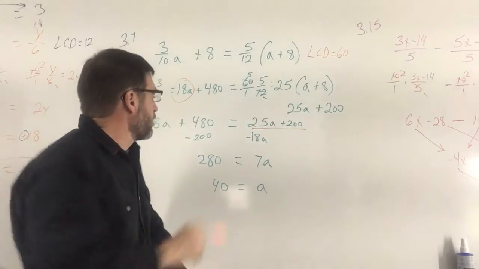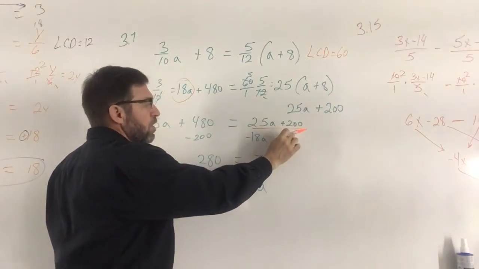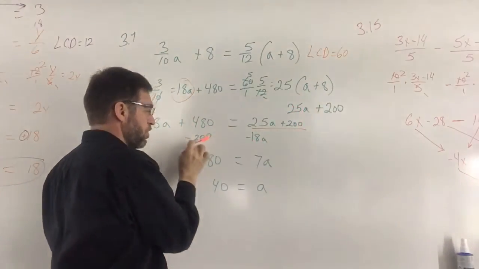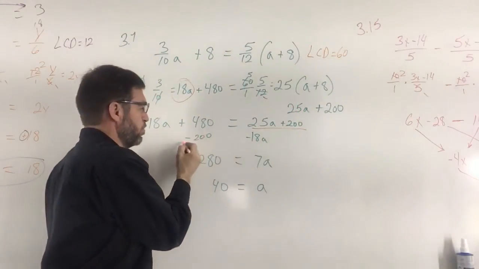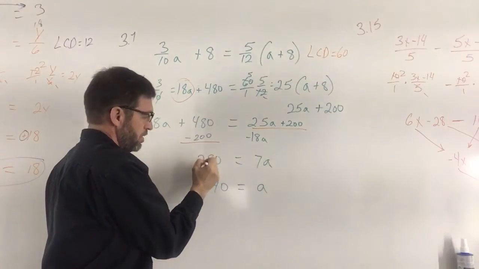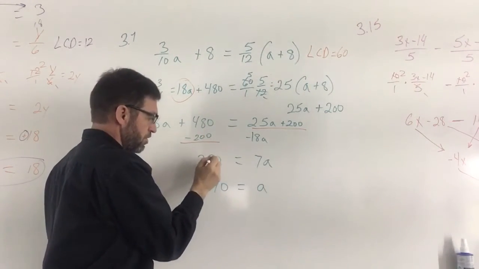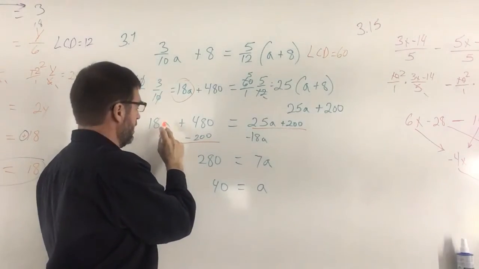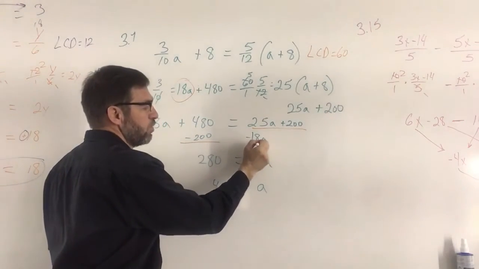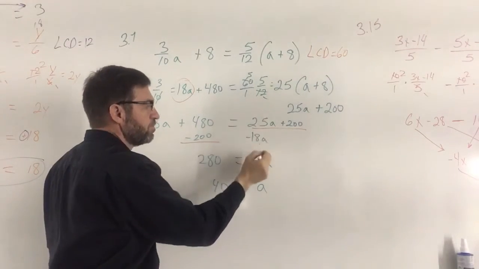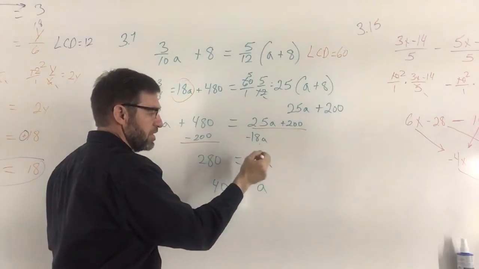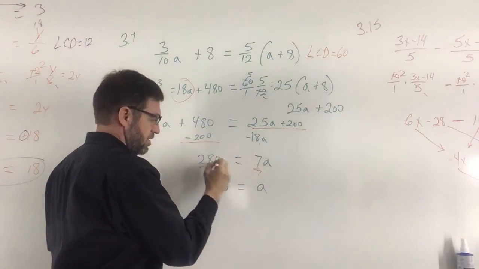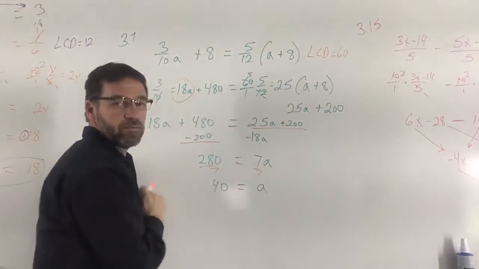Okay, but see, I've got 480. If I brought this over here, that would make me a negative 280. Instead, I brought the 200 over here, and that made me 200. And so I subtracted 200, and 480 minus 200 left me with 280. And then 18, I did the same way. I took the 18 over here, subtracted 18 from 25, and that left me 7A. And then I did the division by 7, and I got A equals 40.